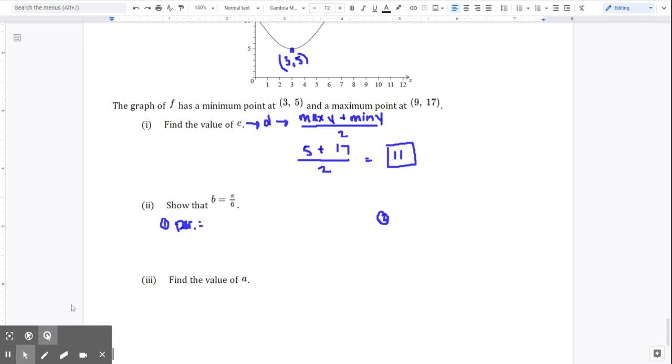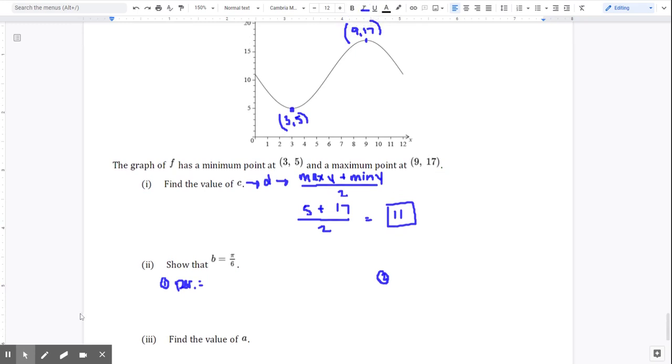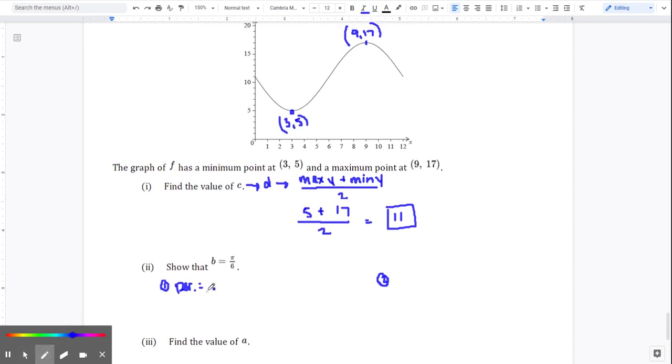So finding my period, again, we're looking at horizontal distance this time. I'm looking at 2 times the horizontal distance between the max and the min. Keeping myself consistent with number 7, the max x minus the min x, or absolute value, because we cannot have a negative distance. So we're just checking ourselves with that. My max x value is 9, minus my min x value is 3. So the difference between them is 6, times 2 is 12.